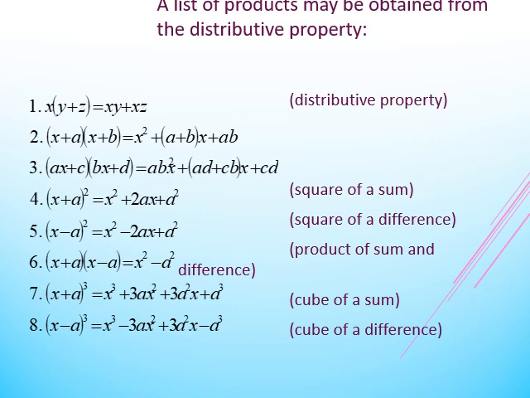Here you are, the list of products that may be obtained from the distributive property. Now this rule is not for saving it, it's for practicing more and more on it. If you use these forms to solve the examples in chapter 1 and in the incoming chapters, you will solve the examples and exercises very easily. Don't save it, just practice more and more on these rules. So we will take examples to practice more.